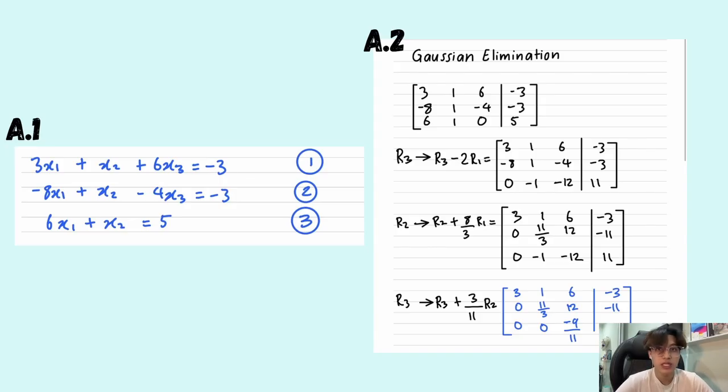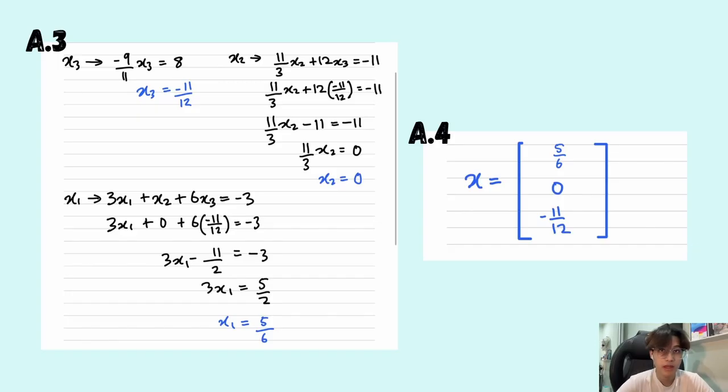So for part A3, which is what we call back substitution, from the last equation I solve for x3, then substitute this value into the second equation to find x2, and finally substitute both values into the first equation to obtain x1, and we will find the answer for part A4.